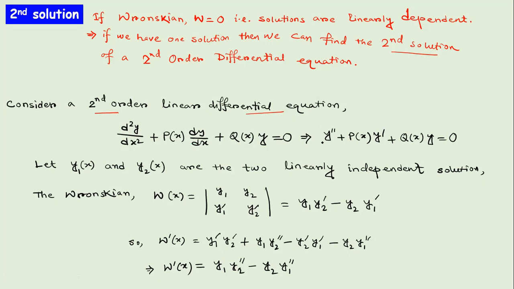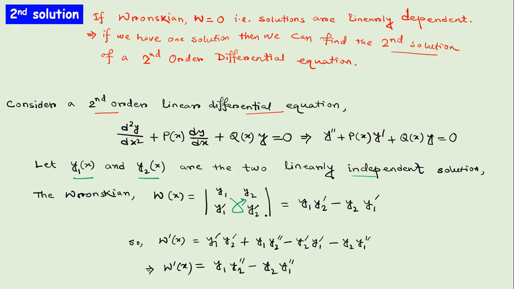You can also write this in terms of y prime, first prime, second prime as well. And if there are two solutions, that is y1(x) and y2(x), take these two as linearly independent solutions, and the Wronskian can be written like that. If we expand that, it is y1 y2 prime minus y2 y1 prime. Now, if we differentiate this equation with respect to x, what will we get?